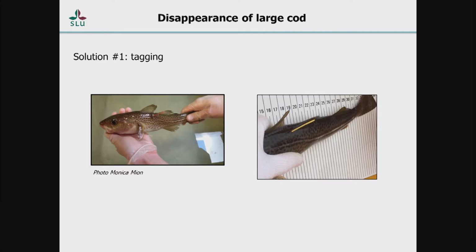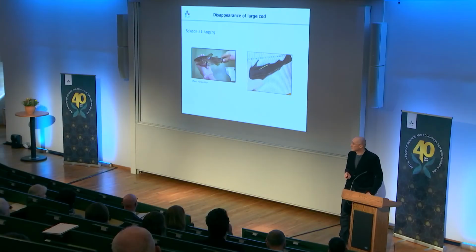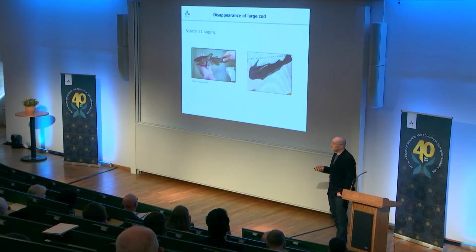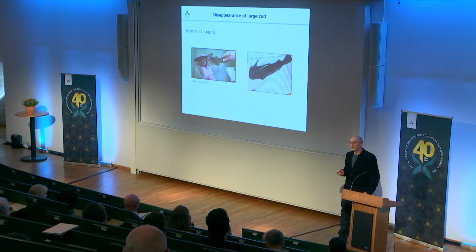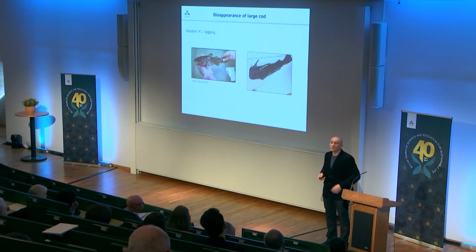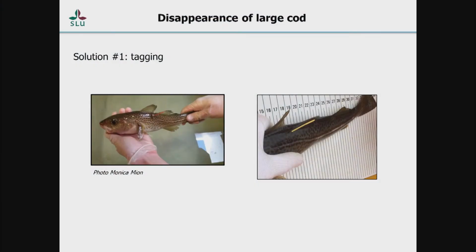What is usually done when you want to estimate the growth rates, and you also want to estimate other biological parameters like migration and so on, is you can try to tag the fish. So what is usually done, for example, for tuna, we use a tag. We use a small tag that is fixed on the back of the fish. You take all the measurements of this fish, the length, the weight, the other parameters, and then you put it back in the sea.